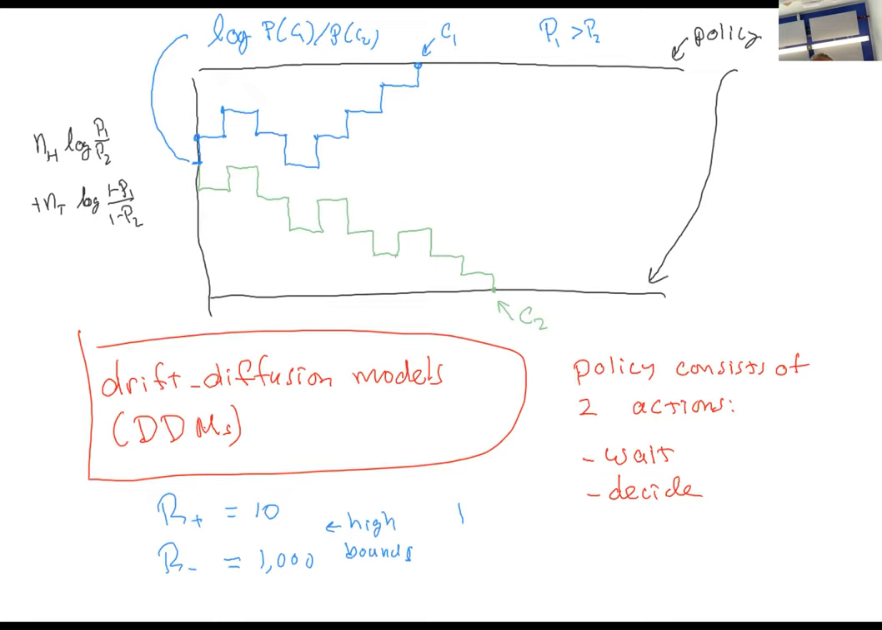On the other hand, if R plus equals 10 and R minus equals 9, right? So if you're correct, you get 10. If you get wrong, you get 9. So for this case, you probably want to do low bounds. There's not a big cost to make a mistake. Okay, so that seems kind of reasonable.